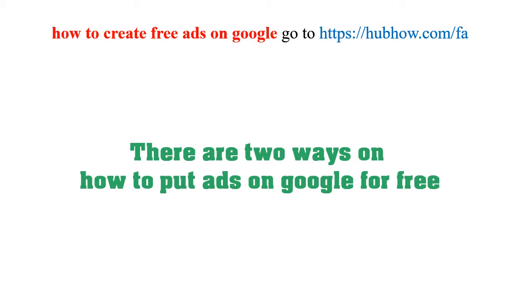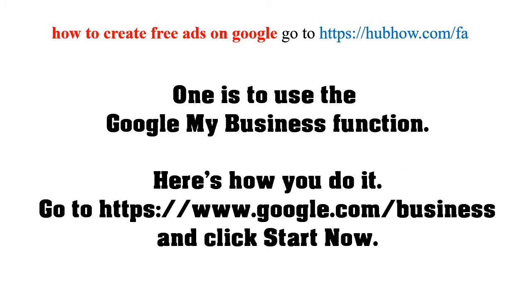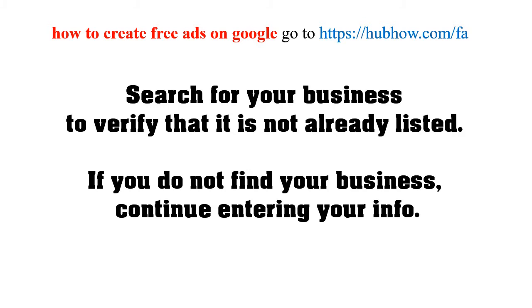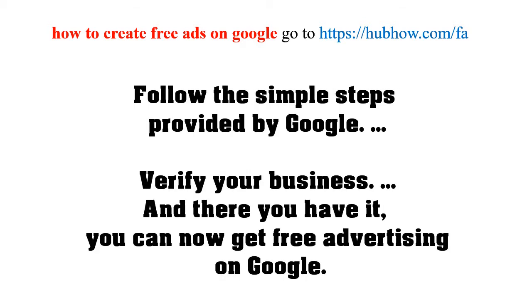There are two ways on how to put ads on Google for free. One is to use the Google My Business function, and here's how you do it. You go to google.com/business and click Start Now. Simply search for your business to verify that it's not already listed. If you don't find your business, continue entering your info. Then follow the simple steps provided by Google. Verify your business, and there you have it. You can now get free advertising on Google.